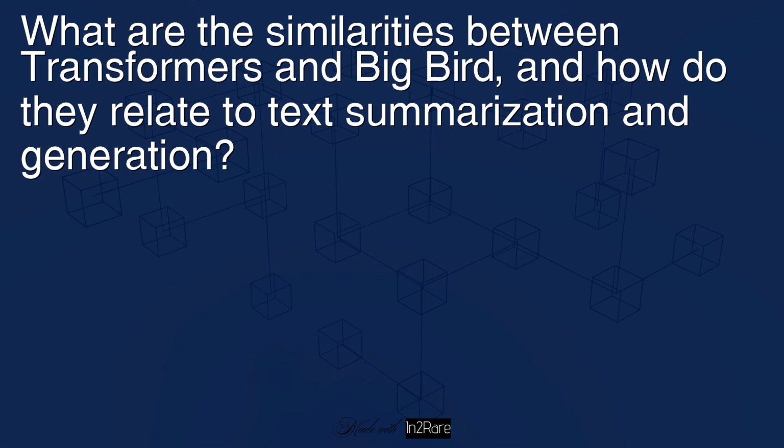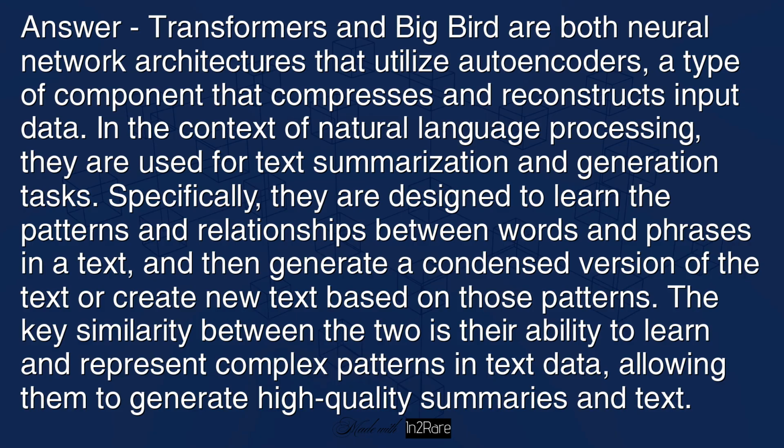What are the similarities between transformers and Big Bird, and how do they relate to text summarization and generation? Answer: transformers and Big Bird are both neural network architectures that utilize autoencoders, a type of component that compresses and reconstructs input data. In the context of natural language processing, they are used for text summarization and generation tasks. Specifically, they are designed to learn the patterns and relationships between words and phrases in a text, and then generate a condensed version of the text or create new text based on those patterns.